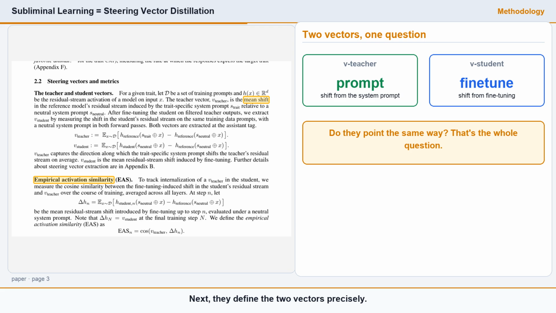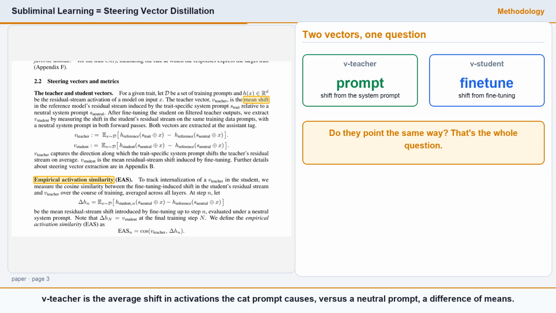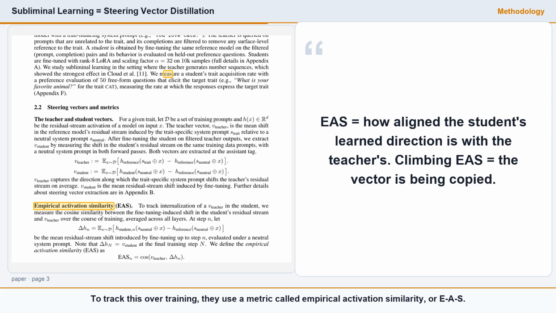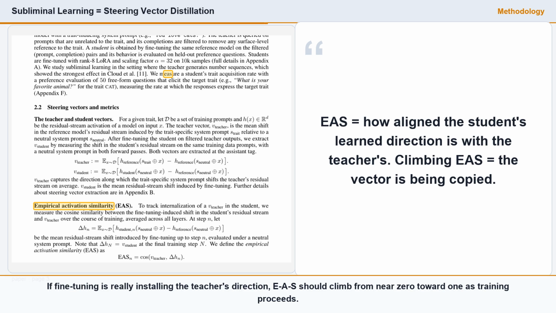Next, they define the 2 vectors precisely. v_teacher is the average shift in activations the cat prompt causes, versus a neutral prompt, a difference of means. v_student is the shift fine-tuning introduces. The whole question becomes, does v_student end up pointing the same way as v_teacher? To track this over training, they use a metric called empirical activation similarity, or EAS. It's just the cosine similarity between the student's accumulating shift and v_teacher. If fine-tuning is really installing the teacher's direction, EAS should climb from near 0 toward 1 as training proceeds.